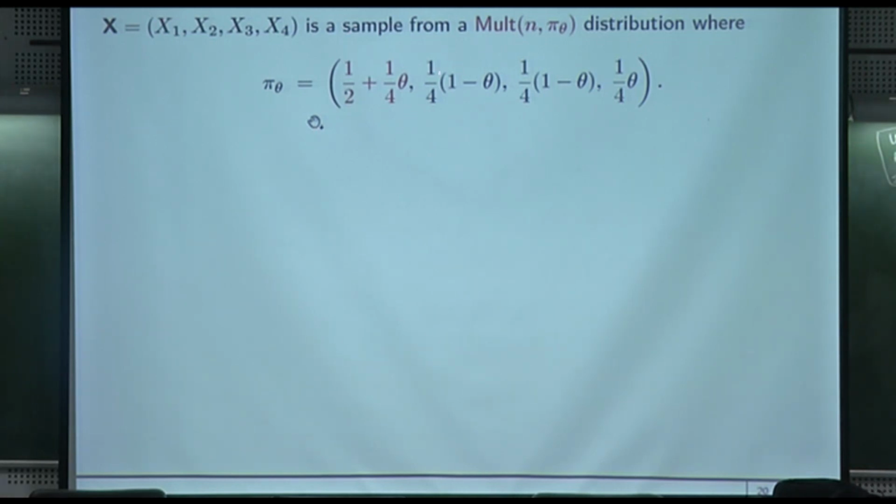1/2 plus 1/4 theta, 1/4 minus theta, 1/4 times 1 minus theta, and 1/4 times theta. So here, if I look at this quantity, and if I want to write out the expression for this, you will end up getting the log likelihood for this quantity.